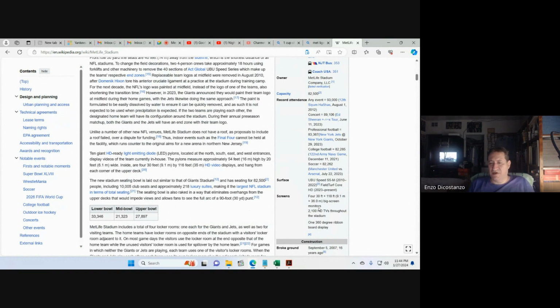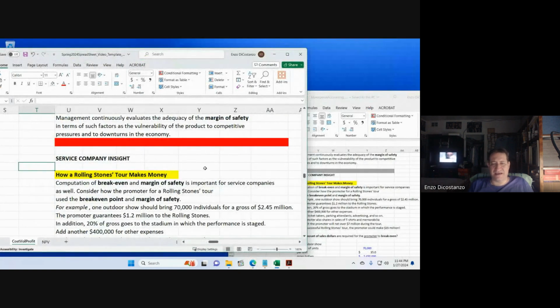And there are high definition televisions, 4 of them. The different bowls, the lower bowl, the mid bowl, the upper bowl, so you have some capacity. I guess a little bit bigger. I knew it was 70,000 because Bon Jovi had played the Giant Stadium way back, and they said 70,000 people were there. So anyhow, the promoter guarantees the band $1 million.